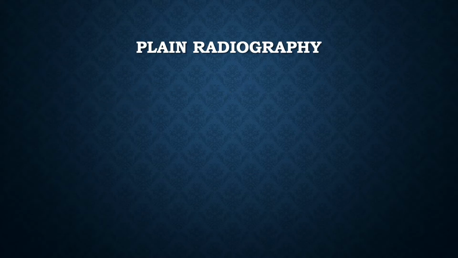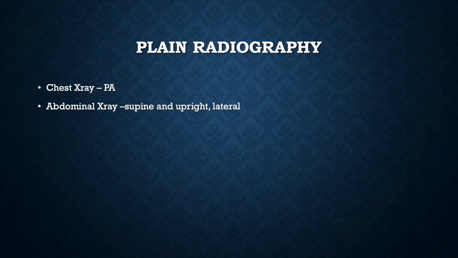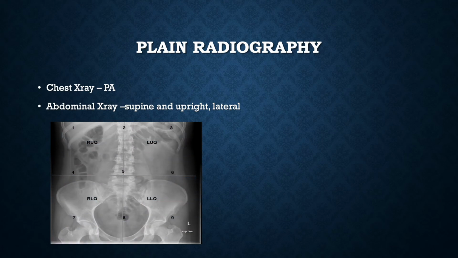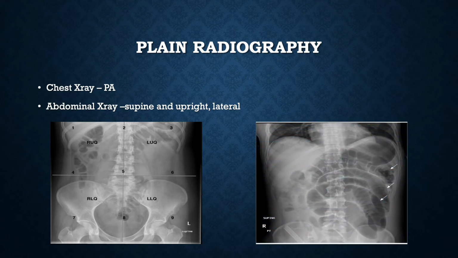X-rays are important modalities to consider requesting for diseases of the digestive tract. This will include chest X-ray, abdominal X-ray supine and upright, and cross-table lateral. This is a normal radiograph of the abdomen. This is a radiograph of a patient with small bowel obstruction. As compared with the previous image, the central lucencies are markedly increased in size.